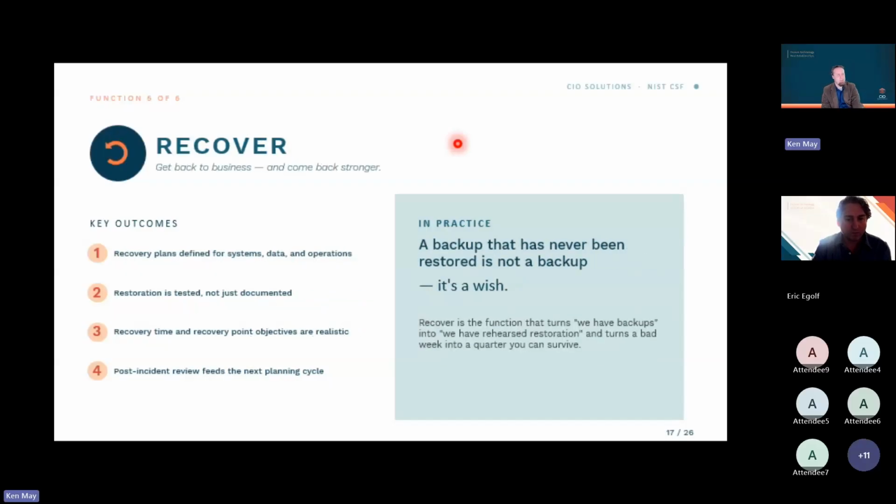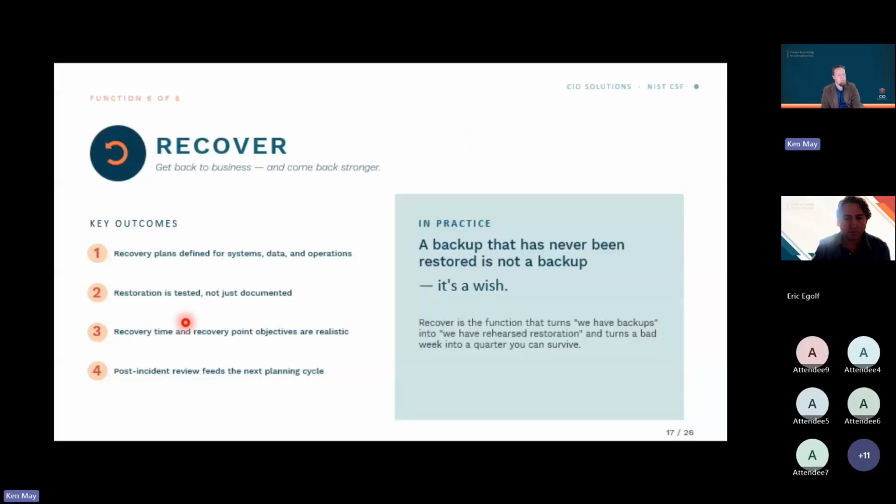The last domain here is recover. Okay, bad stuff has happened. How do we recover? How do we get back to business and be able to move forward? So we've got our plans well defined for systems, data, operations, all these different aspects.